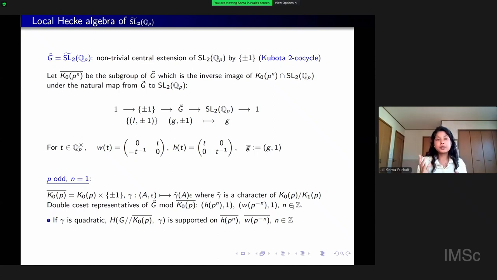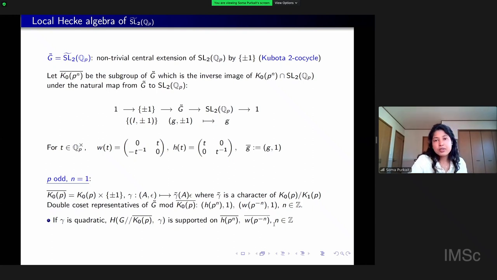Now in the case of the Hecke algebra of this SL_2 tilde (Q_p), you have this character gamma, which is no longer a trivial character, and therefore you have to compute the support, because in the definition of the Hecke algebra we had this bi-invariance in terms of gamma. Some of the elements supported on some of the double coset representatives might just vanish. So we have to see on which double cosets we have support. We see that when gamma is a quadratic character, then we have full support on all the double coset representatives, so it's supported on H_{p^n} bar and W_{p^{-n}} bar.